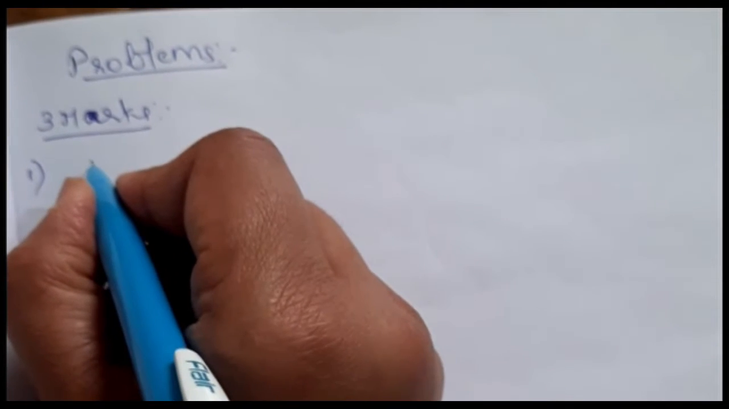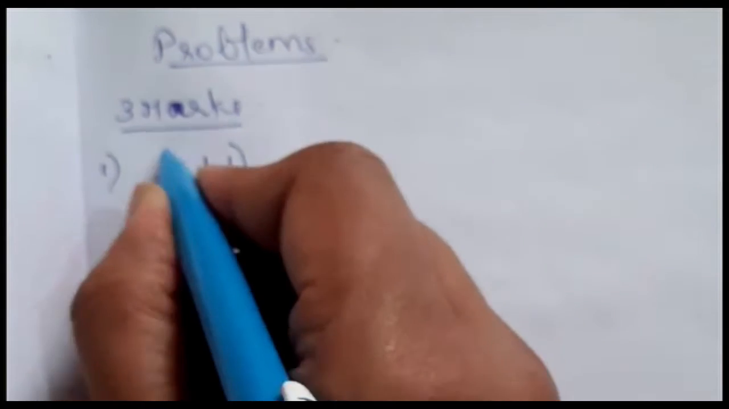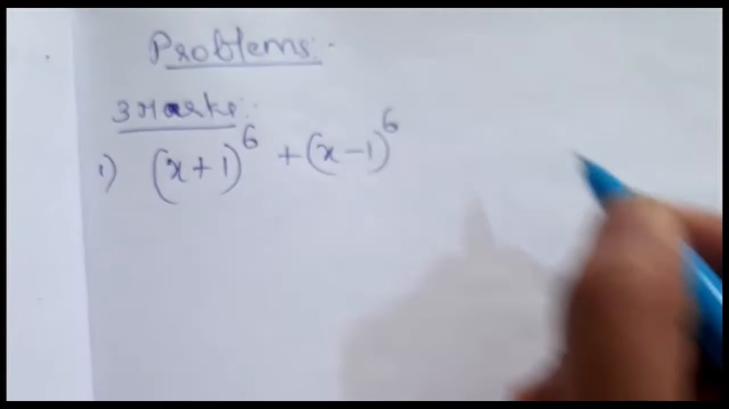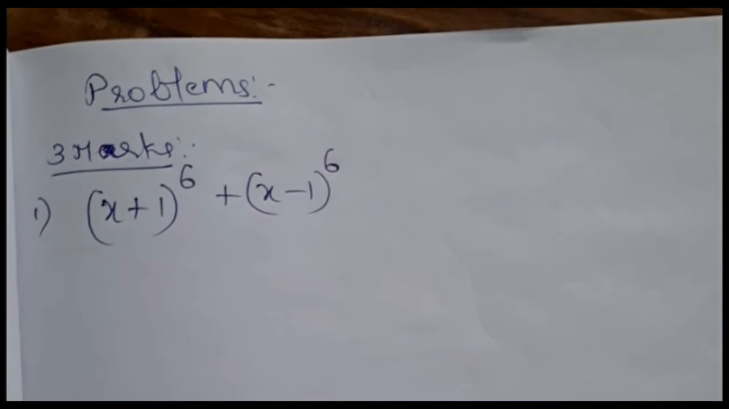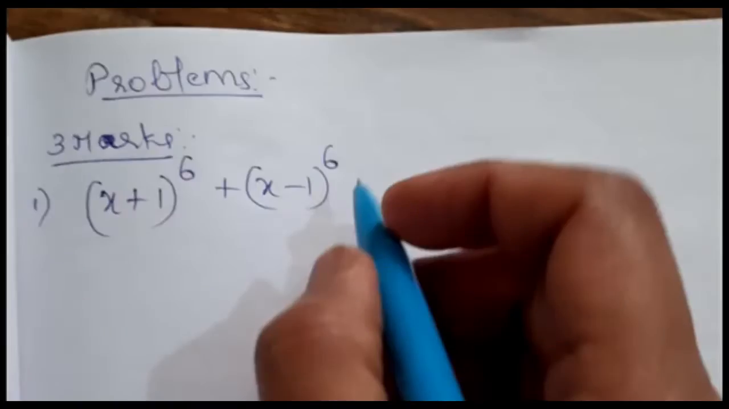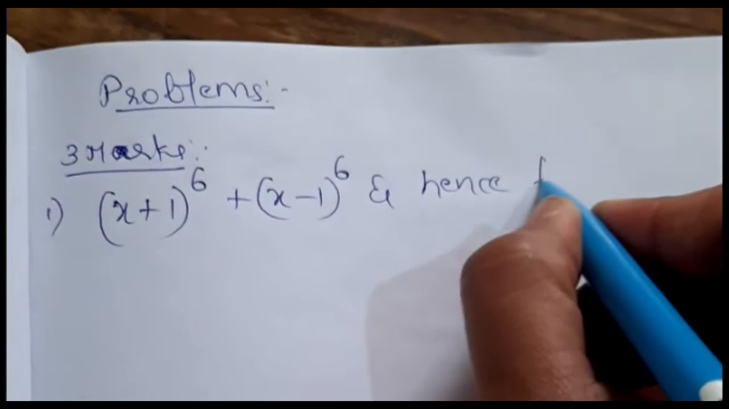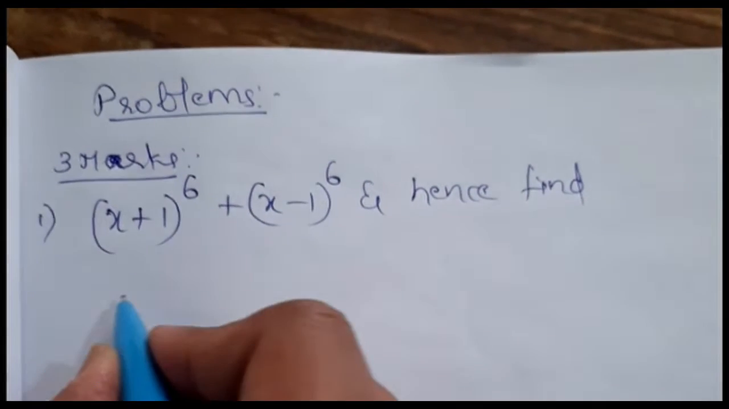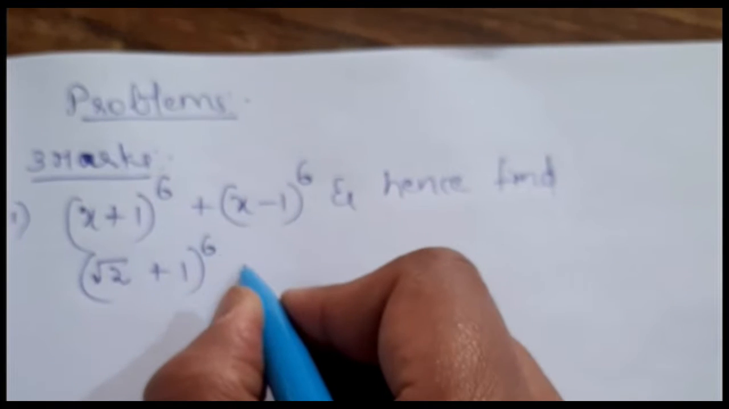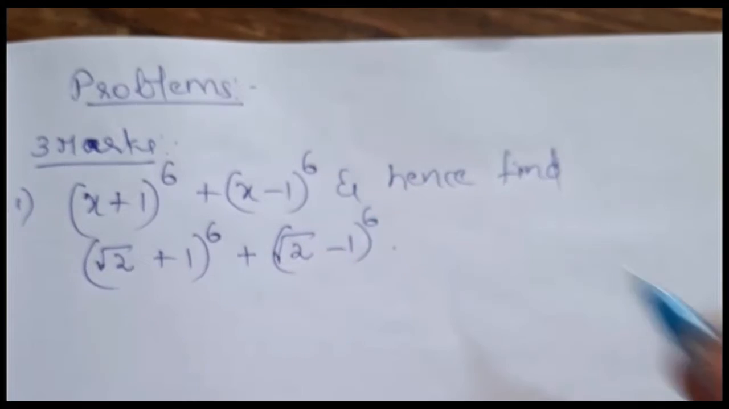Simplify (x plus 1) whole to the power of 6 plus (x minus 1) whole power 6. Simplify (x plus 1) whole power 6 plus (x minus 1) whole power 6 and hence evaluate (root 2 plus 1) whole power 6 plus (root 2 minus 1) whole power 6.